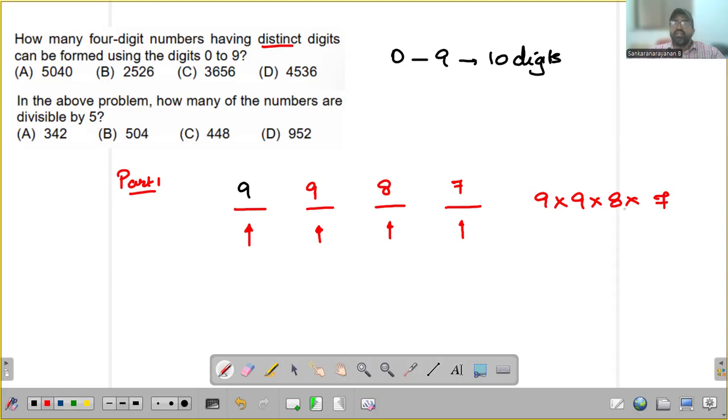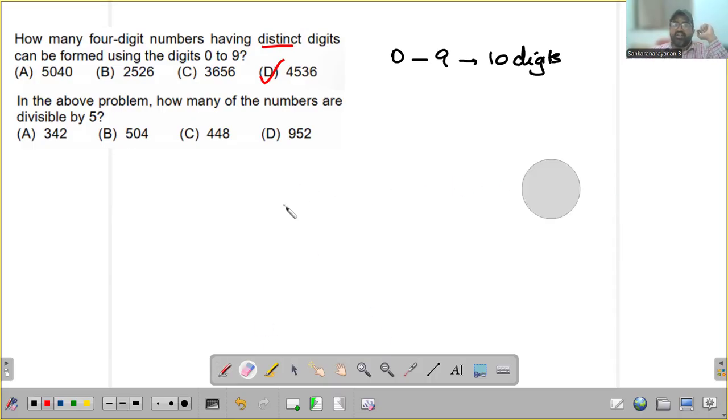Okay. So we can see that here, when you do this calculation, 9 into 9 into 8 into 7, I can see the result, it is 4,536. 4536 comes, and the answer is option D in this case. Okay. So that is for the first part. The second part, it is tricky. They are telling you in this, how many of the numbers are divisible by 5?